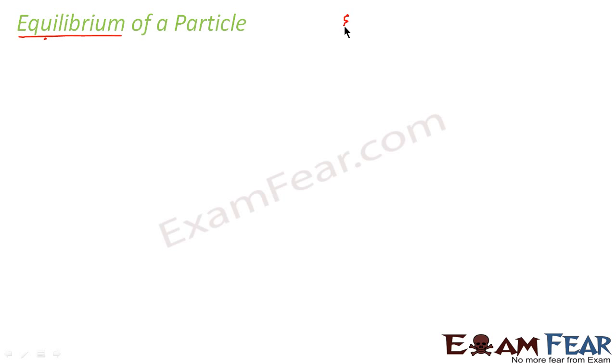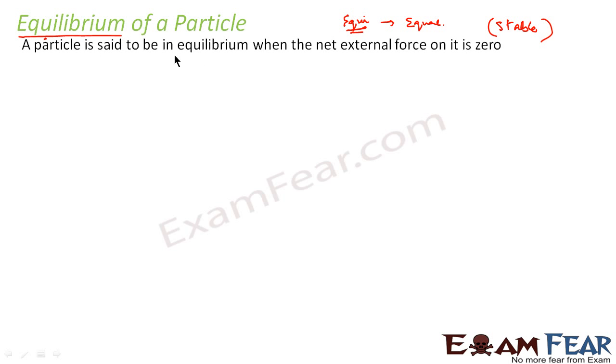The term equilibrium has something to do with equal, right? The word seems something similar to equal. Equilibrium basically means something which is stable in normal English. So a particle is said to be in equilibrium when the net external force on it is zero. Whenever the total force acting on a particle is equal to zero, we will say that the particle is in equilibrium. Let us take an example.